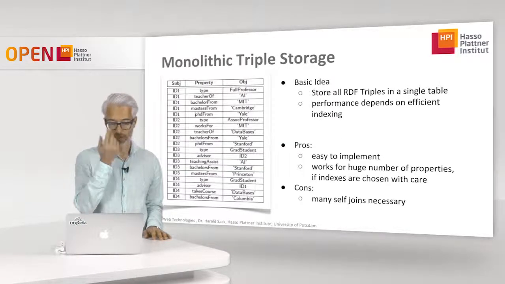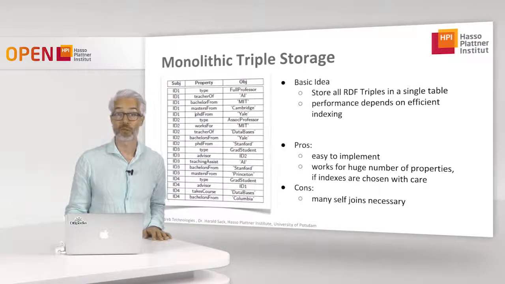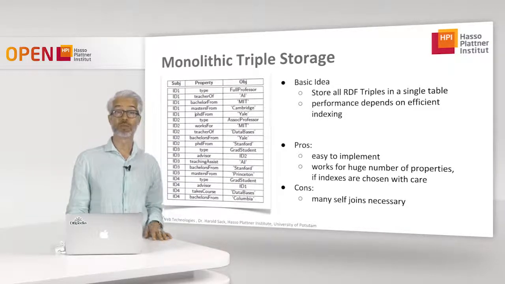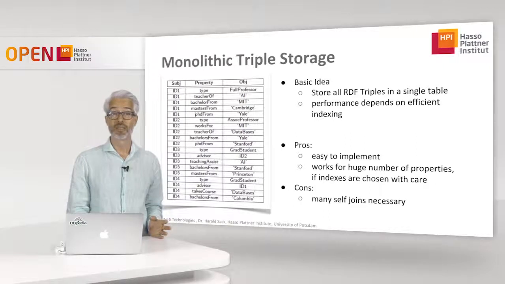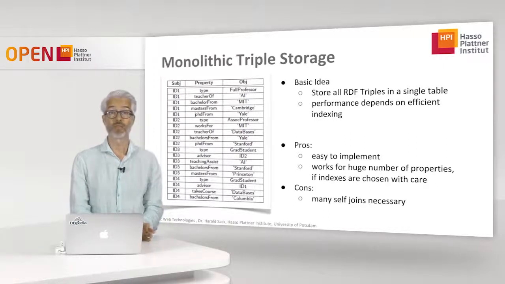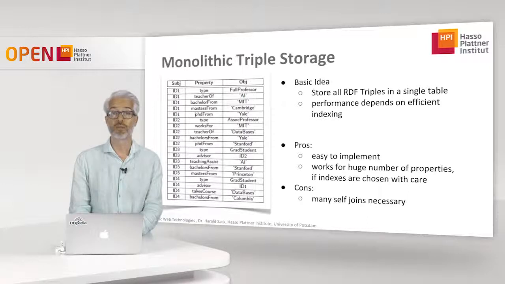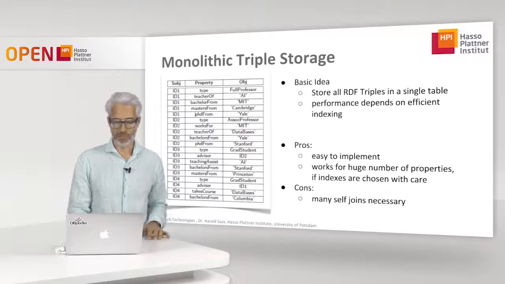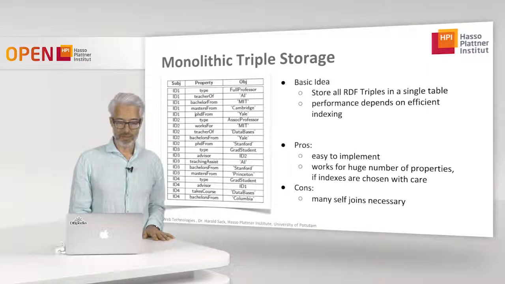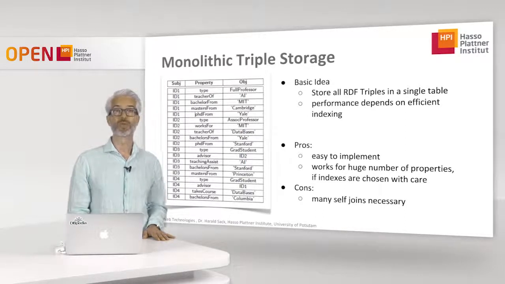First, let's have a look at a monolithic triple storage. Here, like we said in the beginning, we have one huge table with 3 columns: a column for subject, a column for property, and a column for object. So all RDF triples are stored in a single table. Here you have a small example with professors and students, and you see triples like ID1 has the type full professor, ID1 is the teacher of AI, which is artificial intelligence, and stuff like that. So this could be a way how to store a graph into a huge monolithic table.